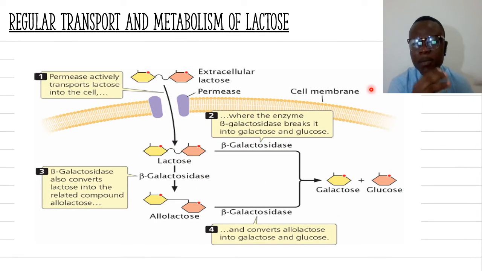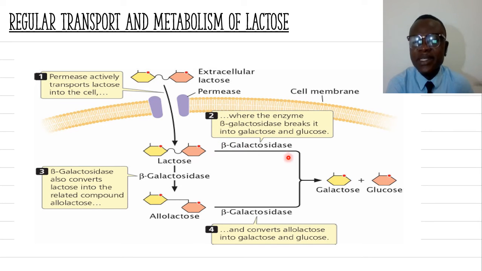Before discussing the operon, it makes more sense if we first understand how lactose is metabolized in the cell. Firstly, we have extracellular accumulation of lactose. There is a transporter here known as permease. Permease allows the transport of lactose into the cell. When lactose gets into the cell, there are two possible pathways, and these pathways are facilitated by an enzyme called beta-galactosidase.